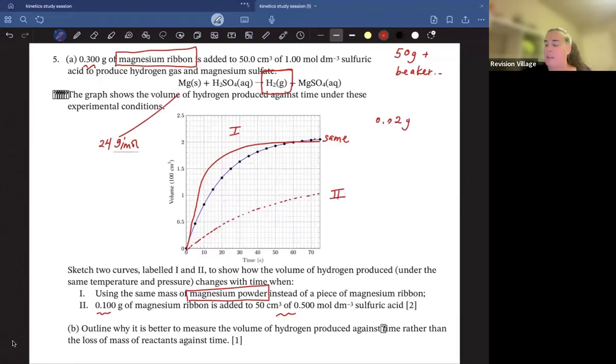You could never actually see that be evolved on the types of balances I have in my lab. So we always measure volume because it's a much more precise measurement than mass, given the tools that we have access to. If you want to measure the mass change of a reaction that evolves gas, we usually do something like calcium carbonate, making carbon dioxide. And that's because carbon dioxide has a much, much bigger molar mass.